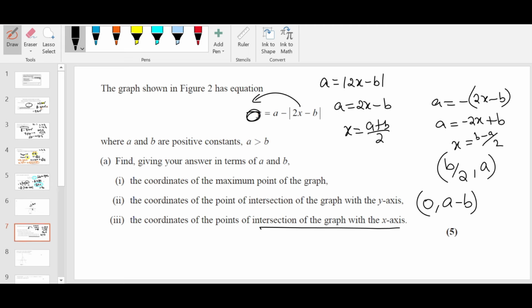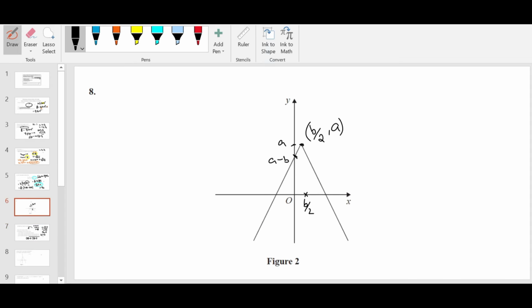So we got 2 points. a plus b over 2 comma 0, that's the first x-intercept. b minus a over 2 comma 0. Now let's say in the graph the points are mentioned as A and B. Instead of just asking you to find the x-intercept, they want you to find the coordinates of A and B. We have 2 points, a plus b over 2 comma 0, b minus a over 2 comma 0.